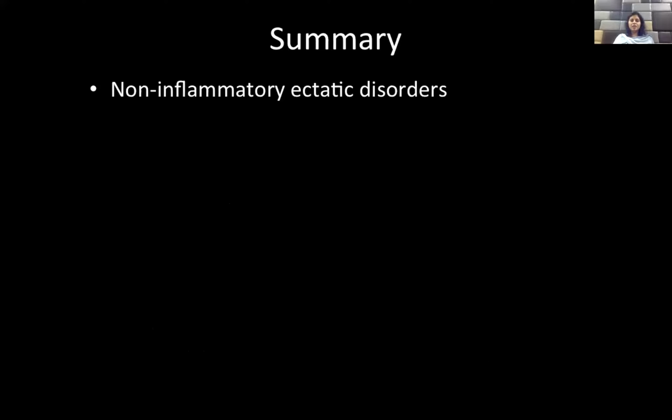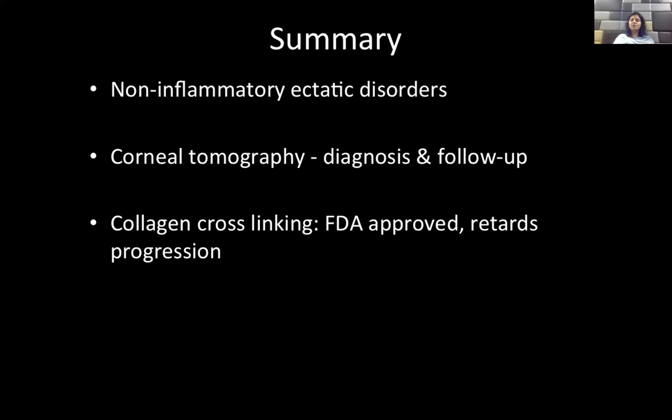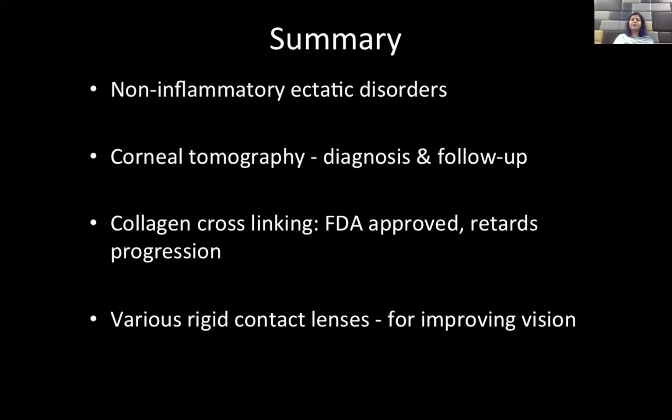So to summarize all the ectasias, most of them are non-inflammatory ectatic disorders. Right now, the standard of diagnosing them is to use corneal tomography, which is used for diagnosis and follow-up. Collagen cross-linking is US FDA approved, and it retards the progression. It will not stop the progression. Various rigid contact lenses are available. They are game changers to improve the vision.